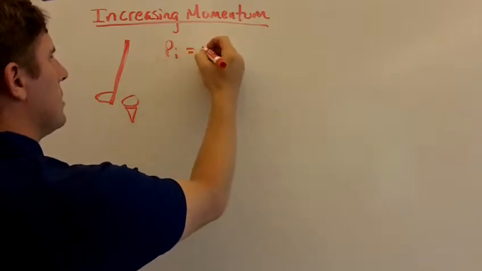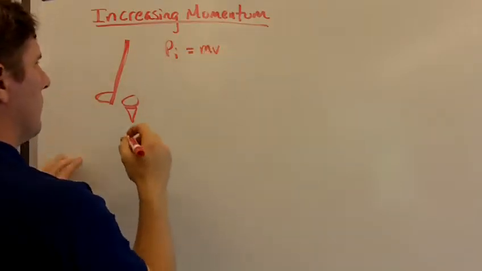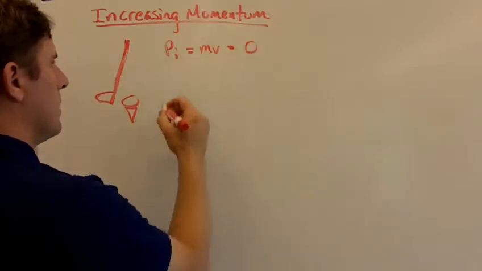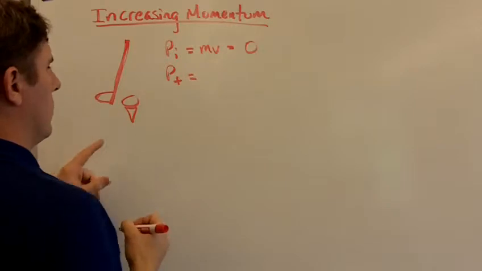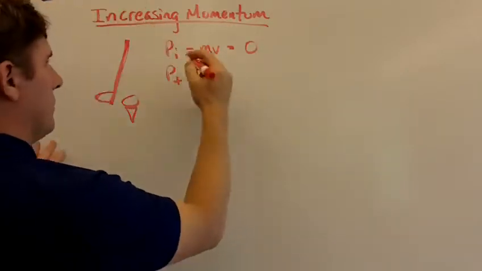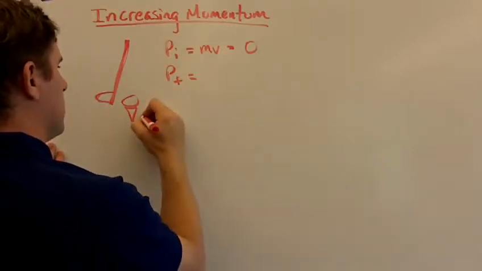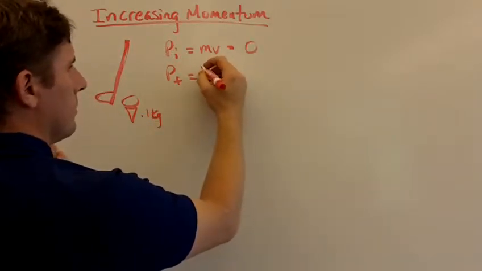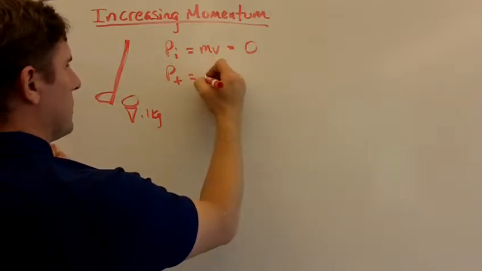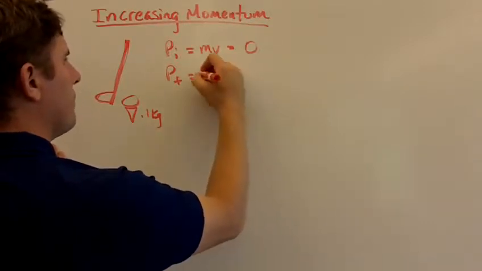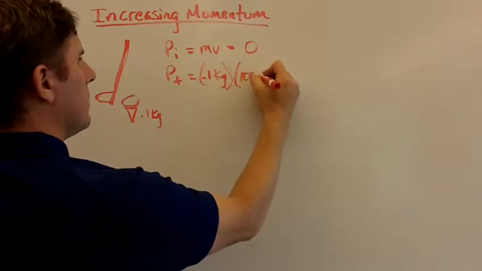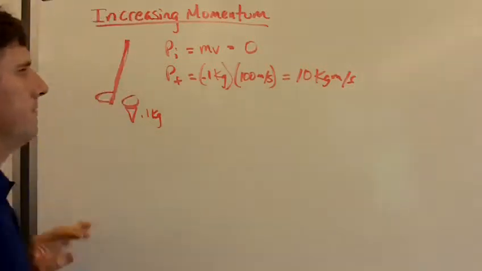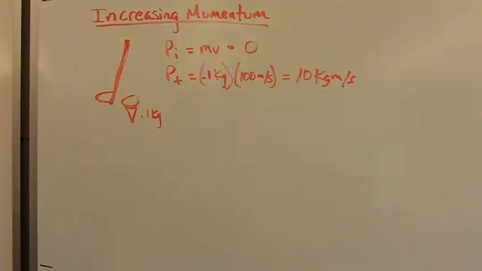PI, that's the initial momentum, mv, of the ball, is what? When it's sitting on the tee? 0, right? PF, well, that depends on the ball's mass and on the ball's final velocity. So let's say the mass is 0.1 kilogram and its velocity is 100 meters per second. So that's pretty fast, but let's say 0.1 kilogram times 100 meters per second equals 10 kilogram meters per second. So that's the final momentum of the golf ball, all right?